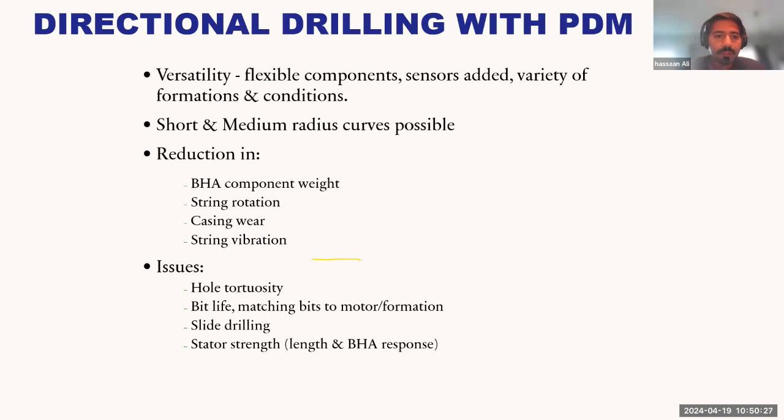But with the help of PDMs, we have now reduced the bottom hole assembly component weights, because the weight is directly proportional to your string. By reducing the weight of your BHA components, you can have a much lighter string, which reduces the casing wear, improves your string rotation, and also reduces your string vibration. You do not want a BHA with high vibration.